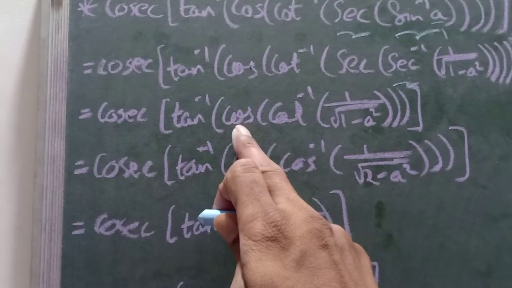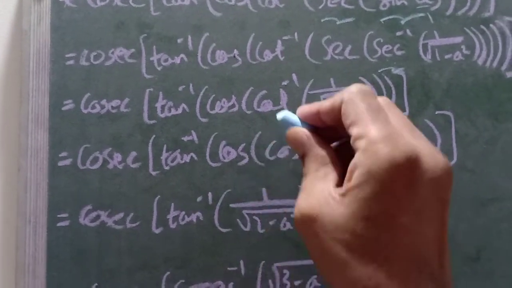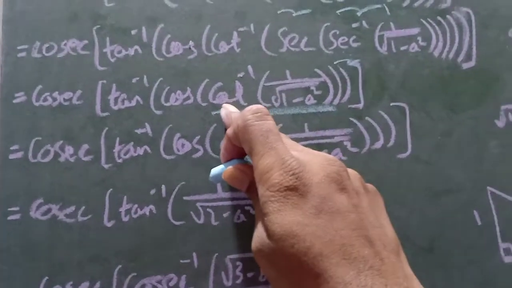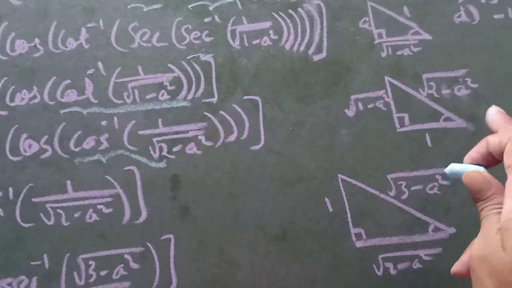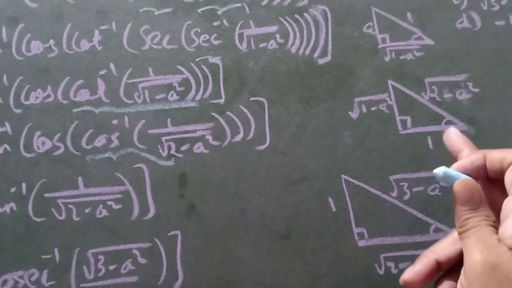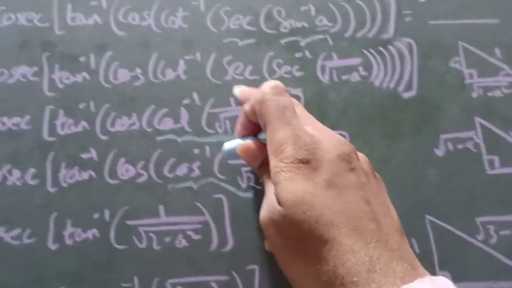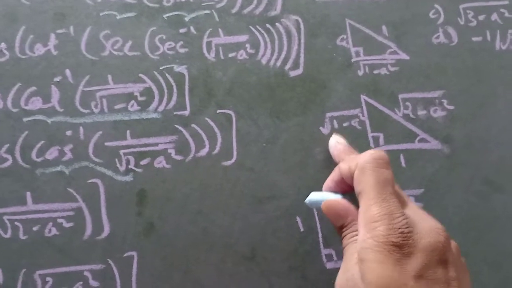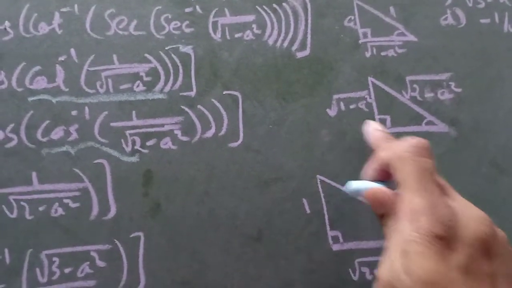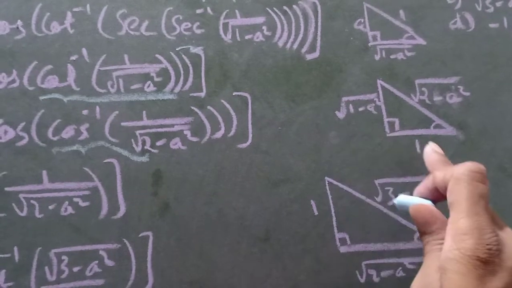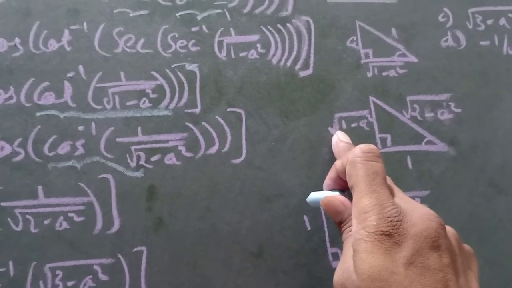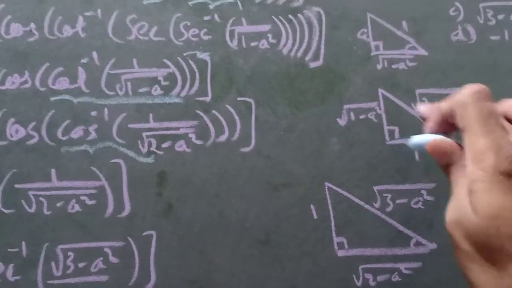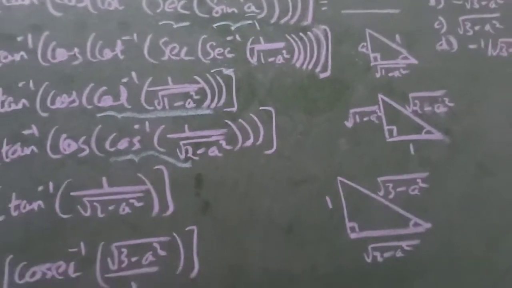Now here it is cos and here it is cot inverse. So I want to convert this cot inverse into cos inverse. First of all, make a right angle triangle. The definition of cot function is adjacent upon opposite. So 1 will be the adjacent side and root of 1 minus a square is the opposite side. Now how to find the hypotenuse? The sum of the squares of the sides. So 1 square plus 1 minus a square, the root will get cancelled. So 1 plus 1, 2 minus a square. So hypotenuse will be root of 2 minus a square.